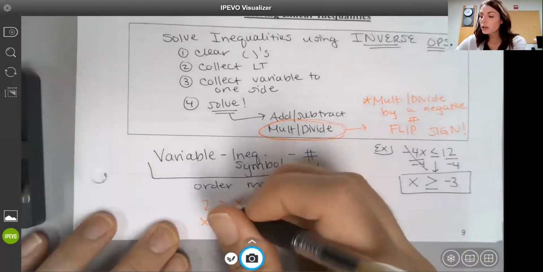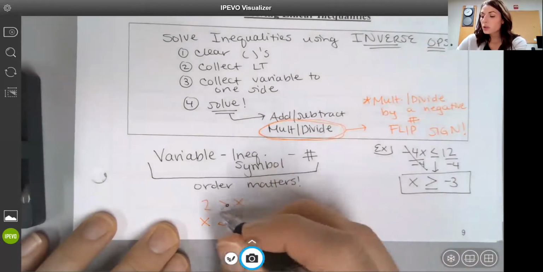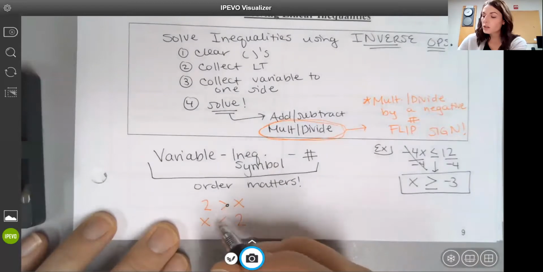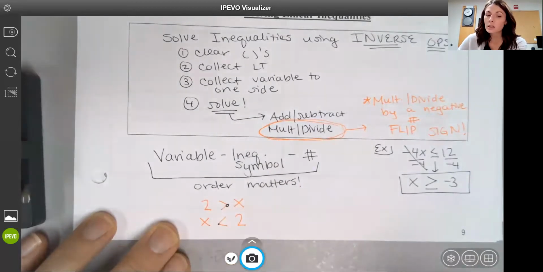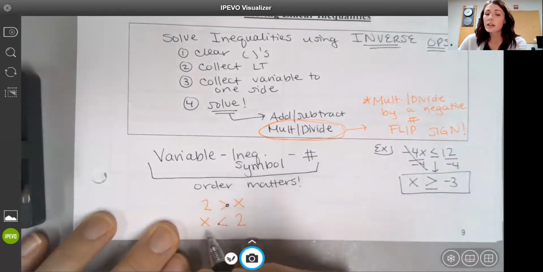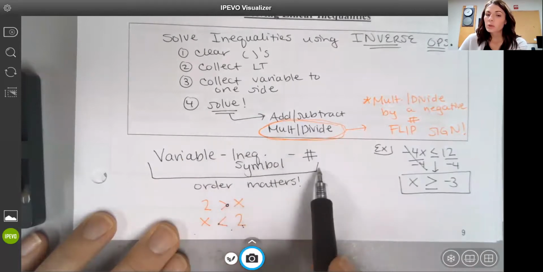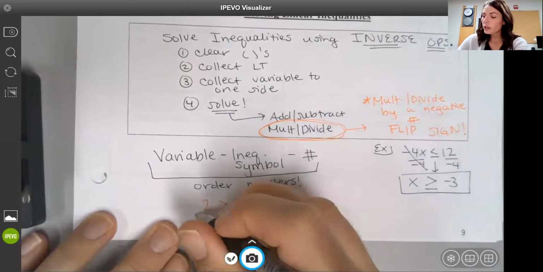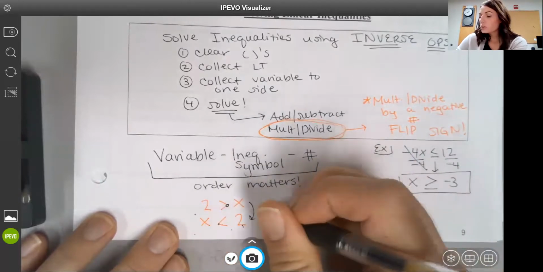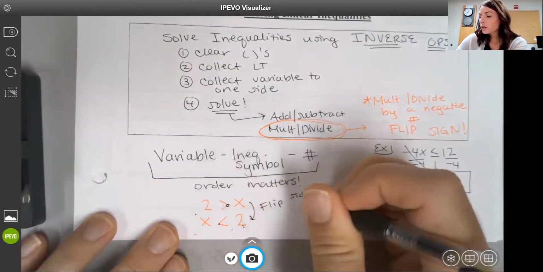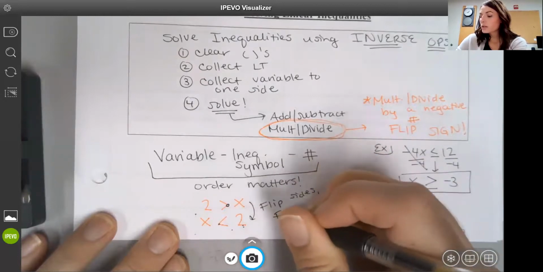Or another way to think about it is this inequality is pointing towards x here. When I flip it around, it still should be pointing towards x here. And the way that this reads is x is less than 2, which means x can be any value that's less than 2, but not including 2. So I do want you to always have your answer written in this way, where it's variable first, then the inequality symbol, and then the number. So if I flip sides, then I need to flip signs.